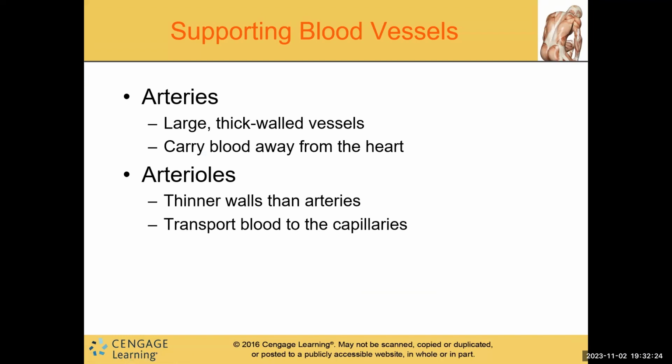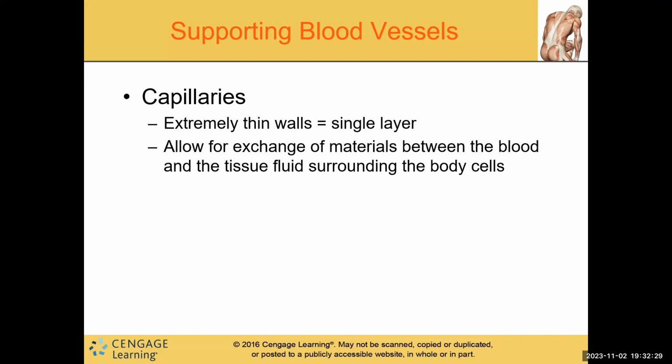Arteries are larger, arterioles are smaller, with thinner walls. The arterioles then branch into capillaries, very thin walls, a single layer. Capillaries are tiny. They then branch deeper into the body, into the cells, and that's where we have the exchange of materials between the blood and the tissue fluid surrounding the body cells. So in the capillaries is where the carbon dioxide and cell waste goes, and then it's taken through the veins back to the heart.